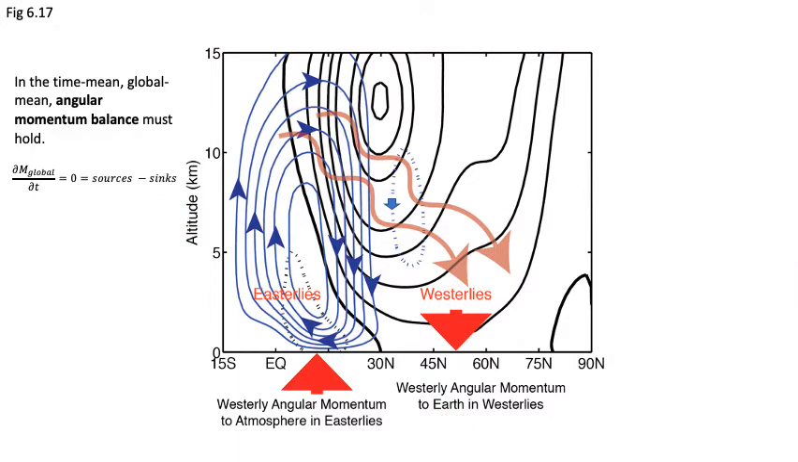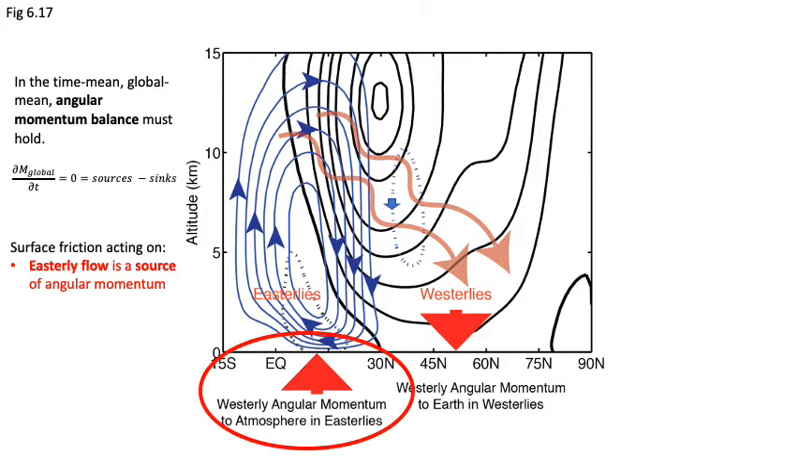Okay, so an important point here is that in the time mean and global mean, angular momentum balance must hold. Our entire atmosphere is not gradually being accelerated or decelerated with time. There are places where there are accelerations and places where there are decelerations, and those are associated with sources and sinks of angular momentum. Integrated globally, those must balance out, so the sources have to equal the sinks. So what does that look like?